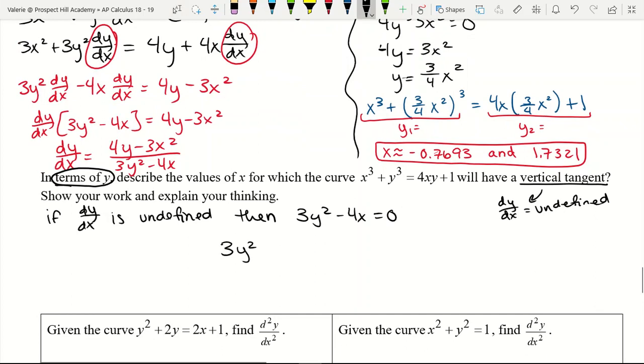So 3y squared minus 4x equals 0. We want to solve for x in terms of y. So we're going to have negative 4x equals 3y squared. So x is equal to negative 3 over 4 y squared. So our final answer is x equals, and our right side is in terms of y.